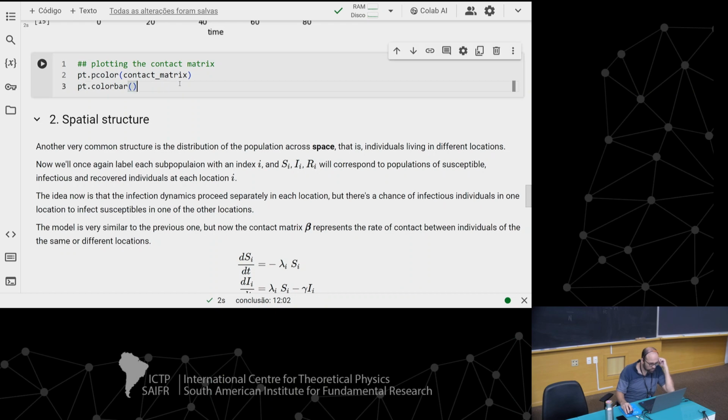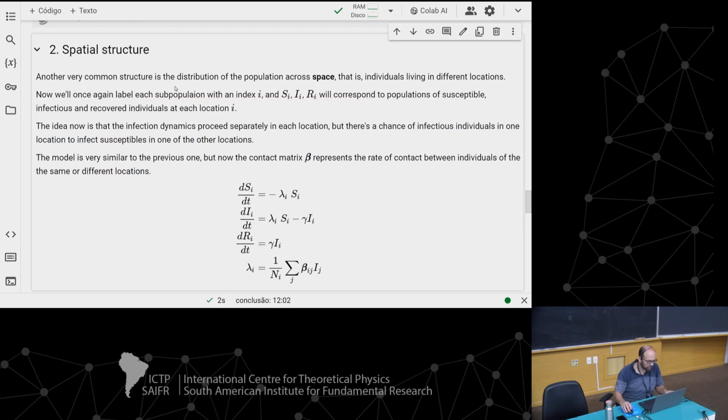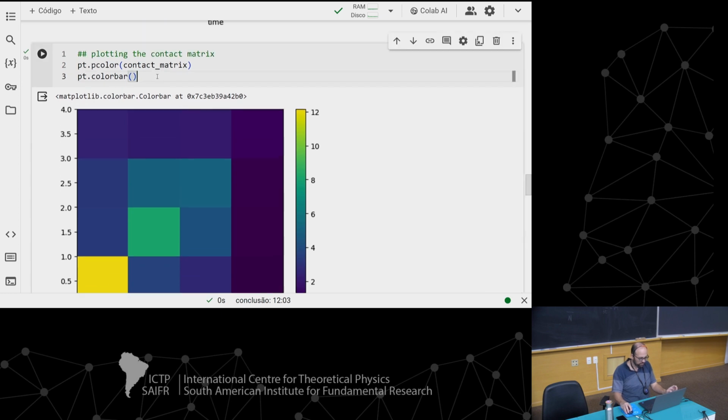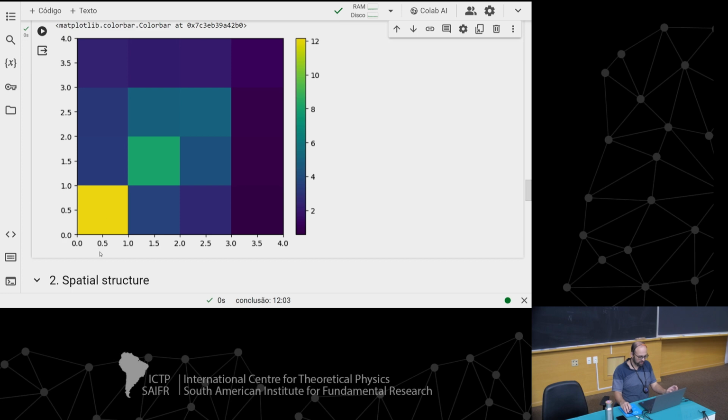One thing that we can do is plot this contact matrix as well, right? With our p-color function that we had yesterday, okay? It's showing me 0, 5, but this is actually the first. This is 0 with 0, 0 with 1, with 2 and with 3, and then so on, right?